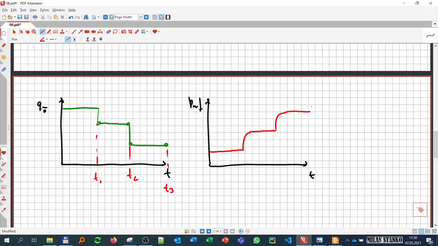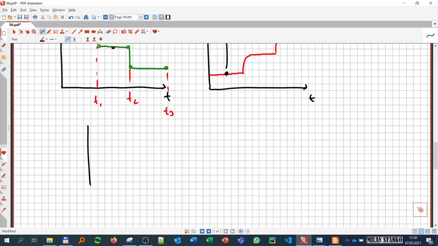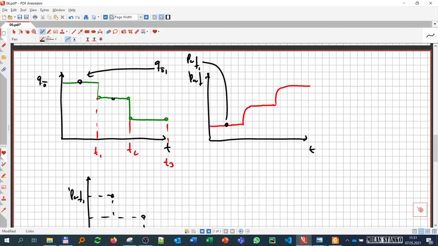Okay, and when we have these points, actually we have a pair of points. So with this one we have a QO1, okay, and we have here PWF1. We have 2 point pairs, and then we can plot these point pairs in a chart. Okay, and then we have a QO1 and PWF1. Then we have QO2, that will be this guy here.